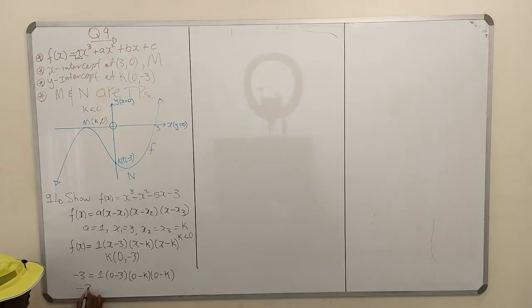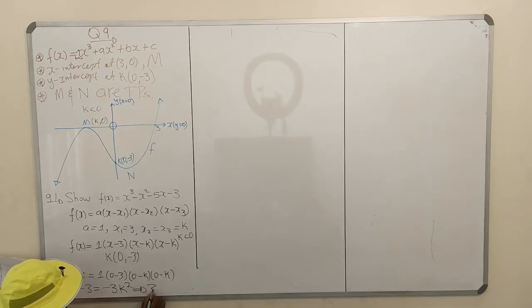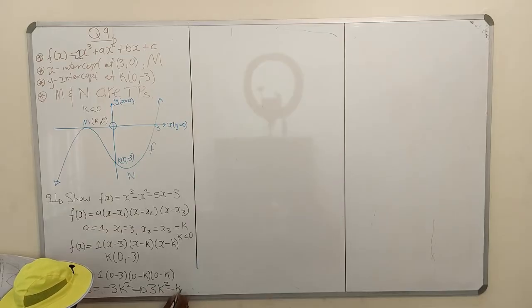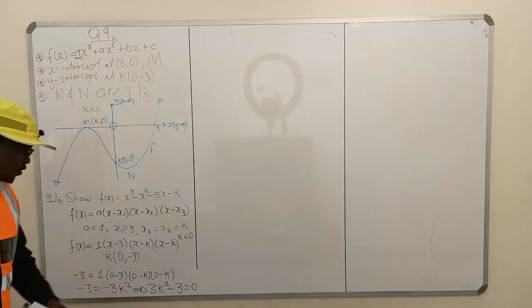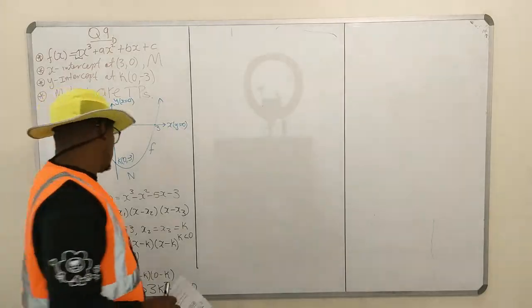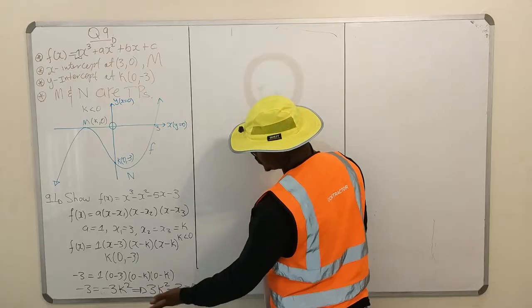This becomes negative 3 is equal to, simplify this, minus 3k squared, right? Let's transpose the negative 3k squared to this side. So you have 3k squared minus 3 is equal to 0. So from here you solve for the value of k. This is a quadratic equation, right? You can use the quadratic formula or factorizing.